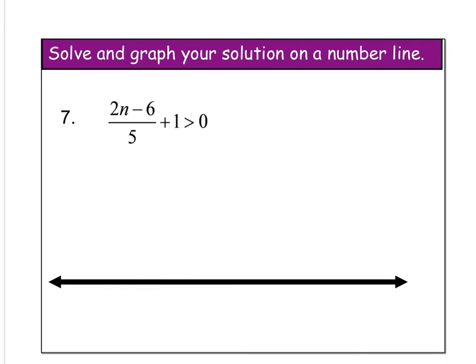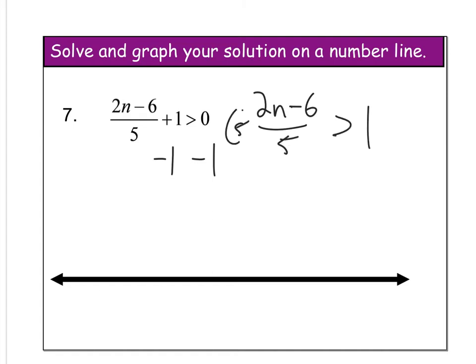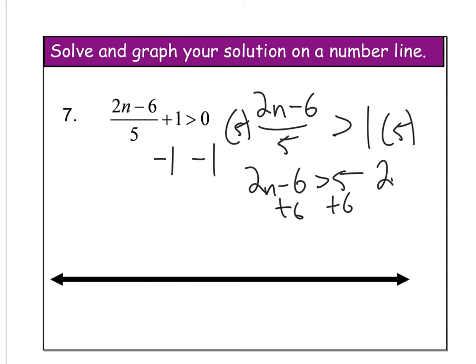So solve and graph this guy. So now here's where algebra gets to be a little bit trickier. If I subtract 1, 2n minus 6 divided by 5 greater than 1, multiply by 5, 2n minus 6 greater than 5, add 6, 2n greater than 11, n greater than 5.5.